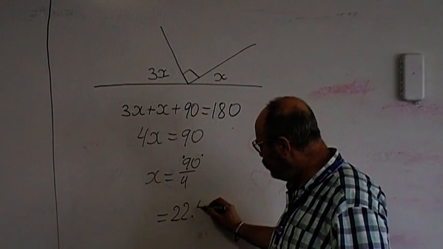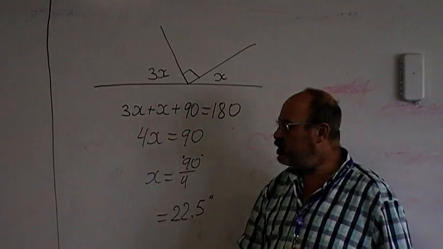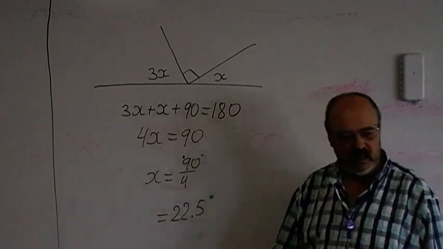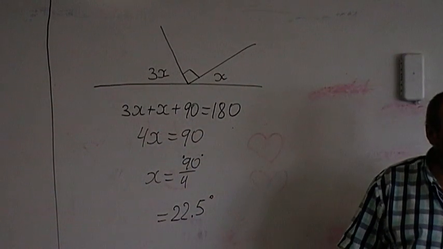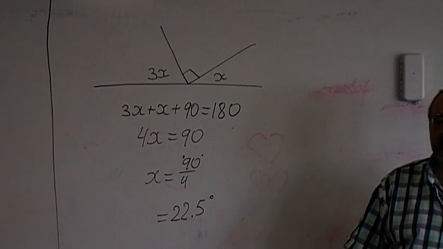Why is it 4x equals 90? Because 3x plus x is 4x, and 180 minus 90 is 90. So 4x equals 90. Make sense?